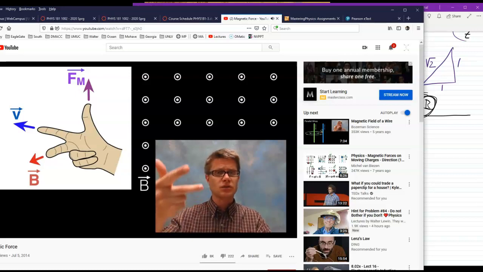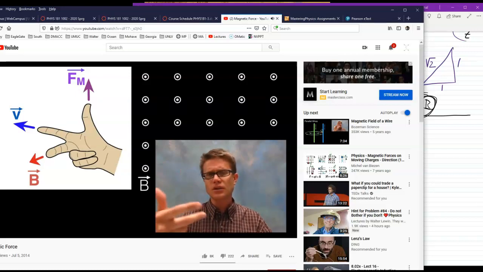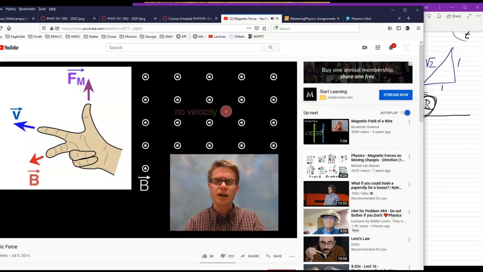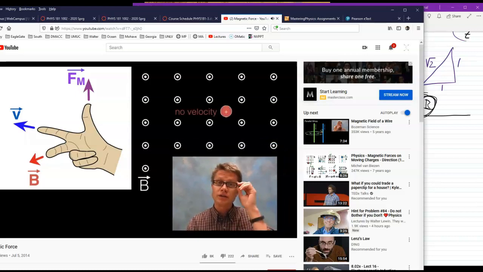And so you try to make these three dimensions with your finger, and you can solve really intense problems like this. You might look like an idiot as you're doing that, but it's worth it. And so let's say we have a charged particle that has no velocity and it's in this magnetic field. How big is our force going to be? Well, we're not going to have a force. Again, if it's not moving, there's no force.